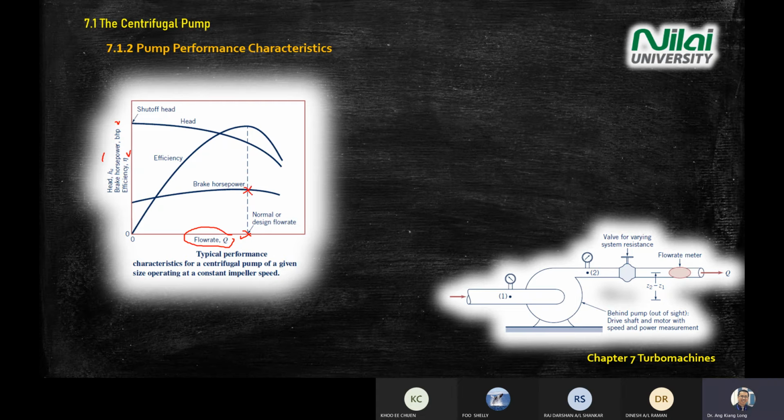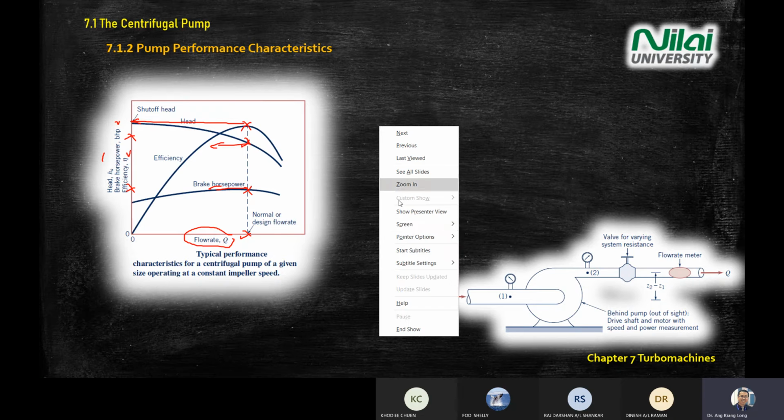So this point, you project to the left, you get one value for brake power. Here, to read the head value, you read to the left, you get one value here. And to get the efficiency, this is the maximum or design efficiency. It gives you the maximum value of your efficiency.